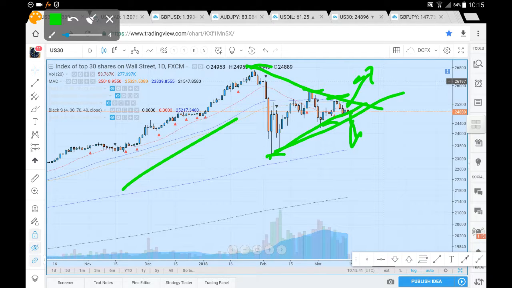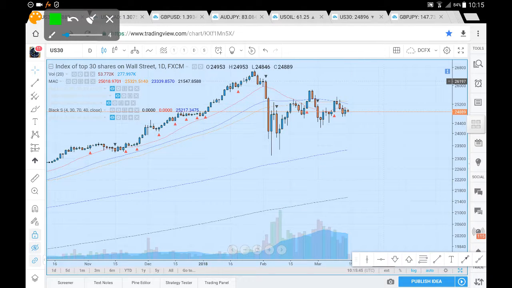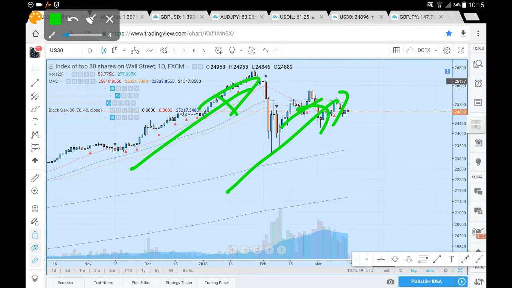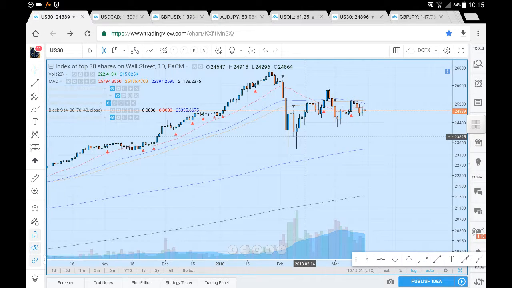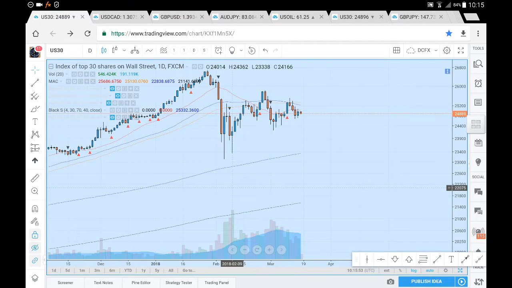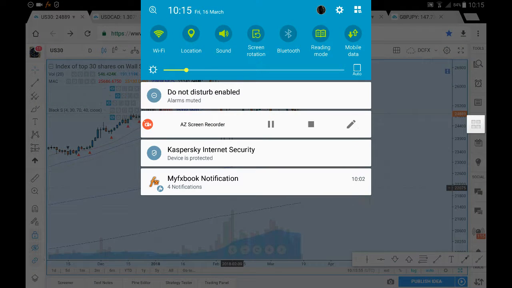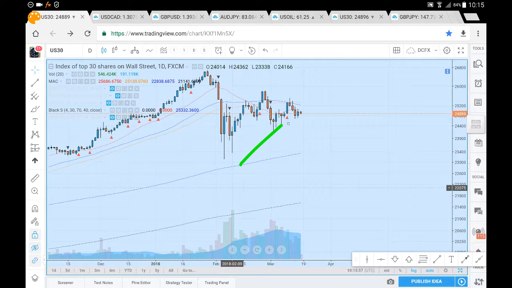But there is a bias on the US 30, as with all indexes, to the upside. There is a slight bias to the upside on indexes, and over time they tend to trend upwards. So I possibly expect something similar on the US 30 for the long to medium term.